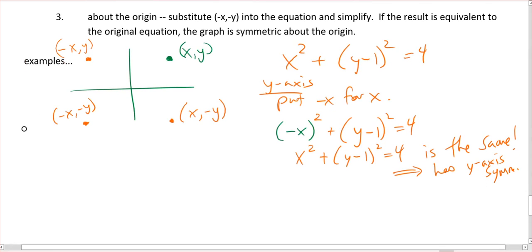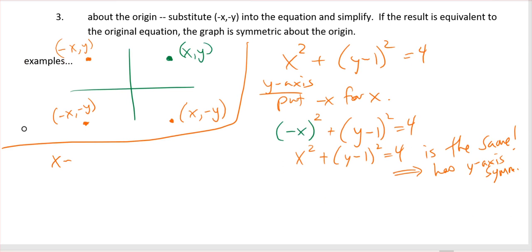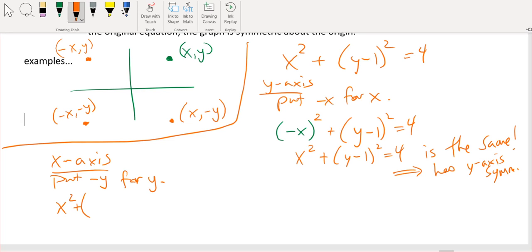We're going to have to test the other symmetries too. So let me get rid of that. Let's test the x-axis. We're going to put a negative y for y and see what happens. We're not messing with x now, but we are putting a negative y in for y.